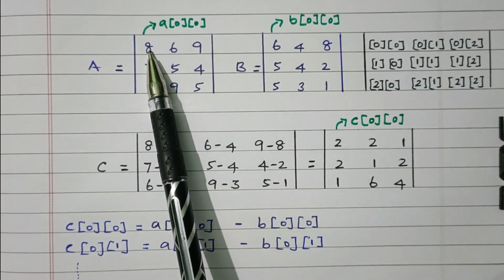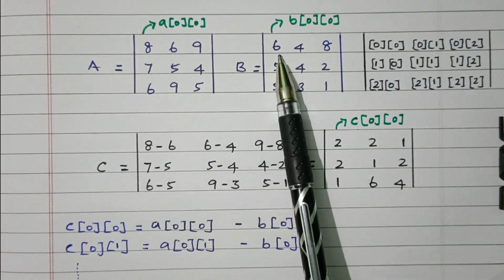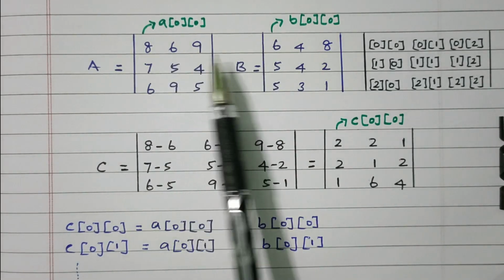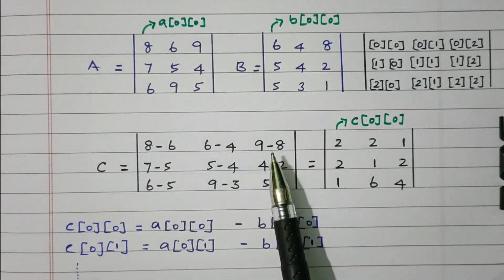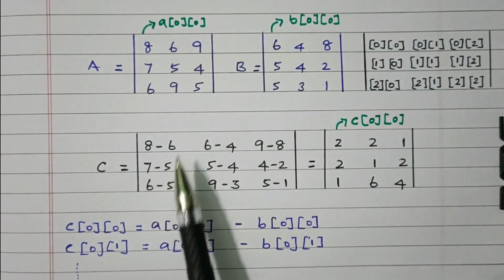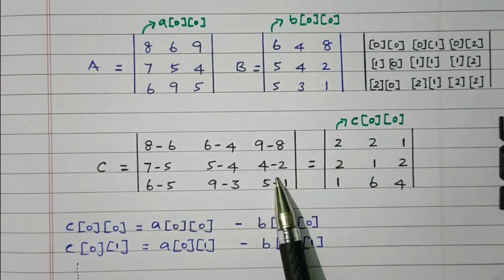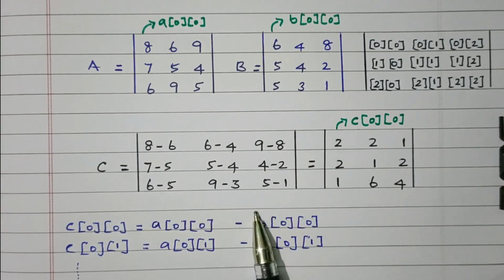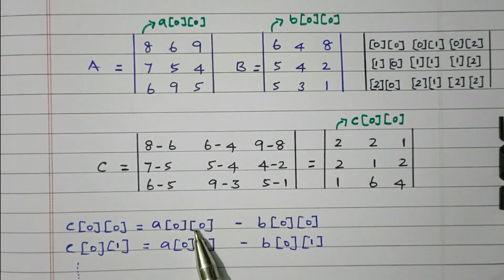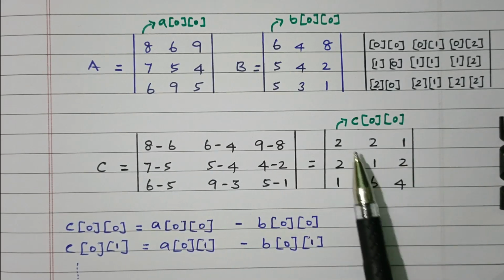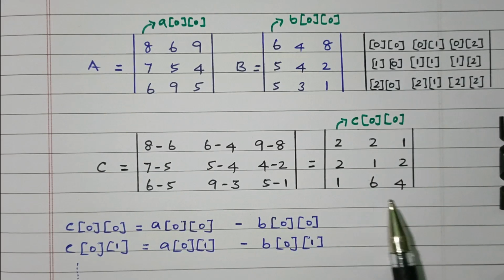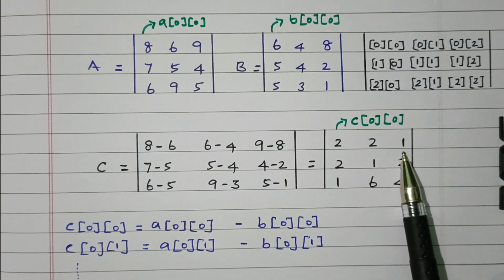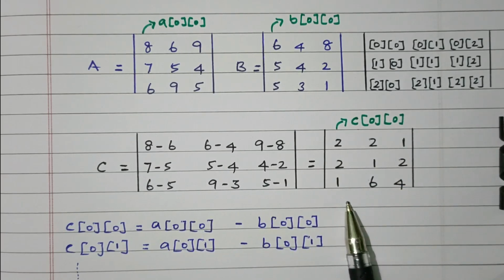The element available in 0, 0 of the A matrix and the element available in 0, 0 of the B matrix are subtracted: 8 minus 6. Similarly 6 minus 4, 9 minus 8, 7 minus 5, 5 minus 4, 4 minus 2, 6 minus 5, 9 minus 3, 5 minus 1. So this is the subtraction. The corresponding locations are subtracted. The resultant will be this matrix: 2, 2, 1, 2, 1, 2, 1, 6, 4. This is also the same location. This is C of 0, 0, this is C of 0, 1, C of 0, 2. Like that we can frame the matrix C subtraction.